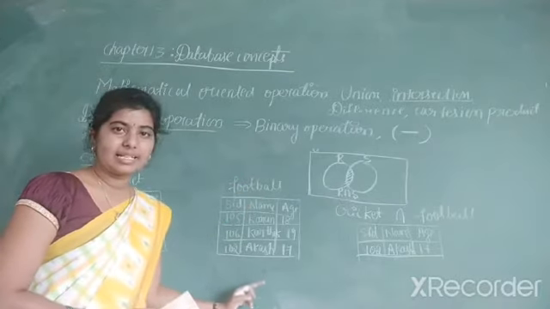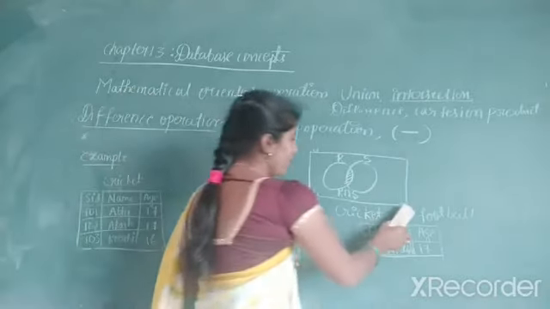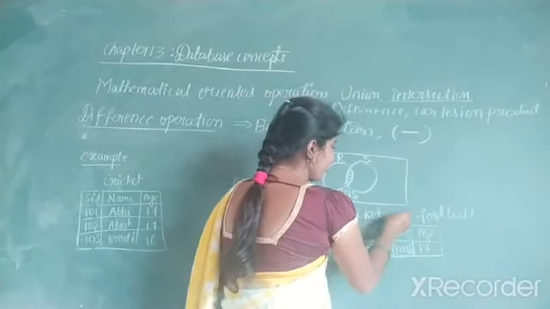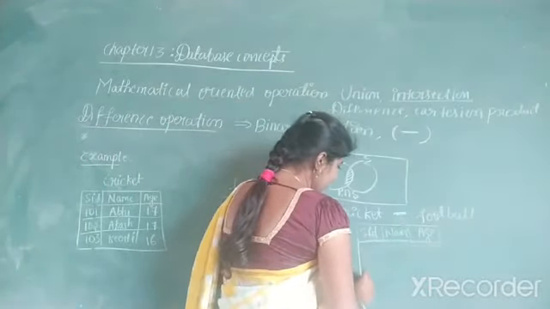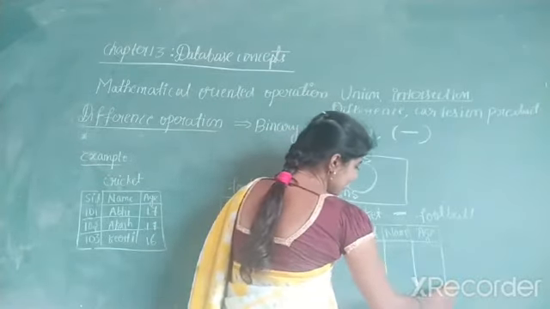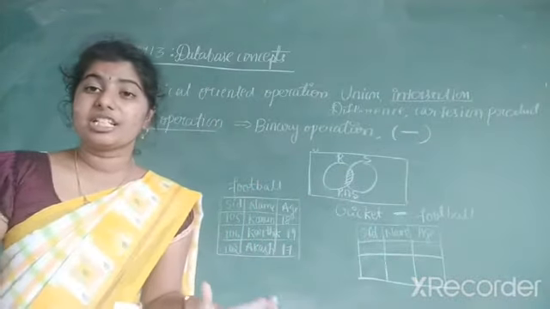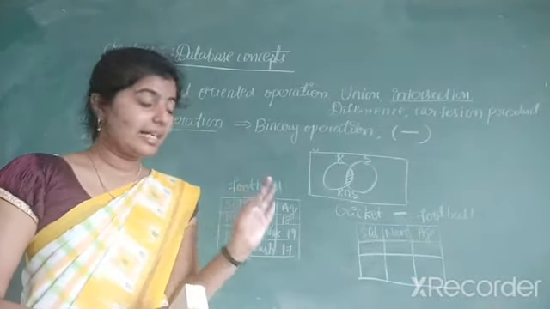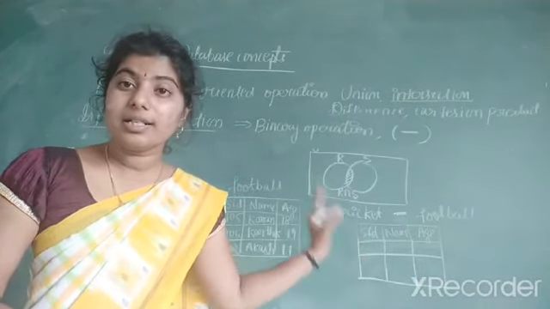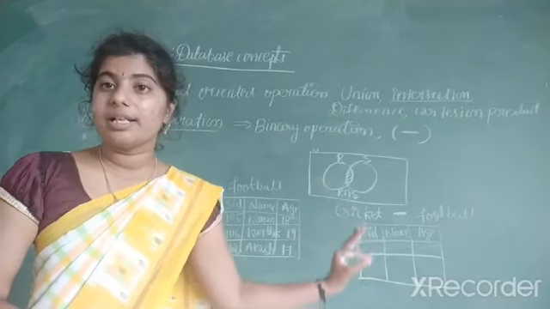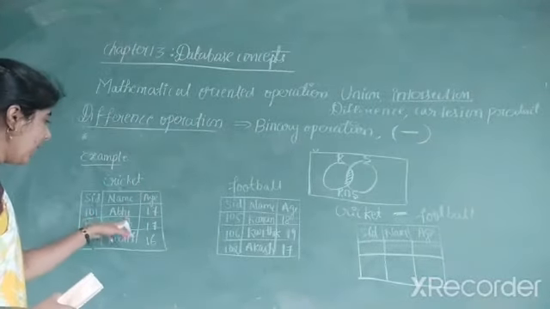So when you consider the example for the difference operation, here cricket is one relation and football is the other relation. Now I want to perform the difference operation, that is called cricket minus football. The result will display the tuples which are present in the cricket table, and the tuples of the other table are not considered. So you can observe here 101 Abhi 17.